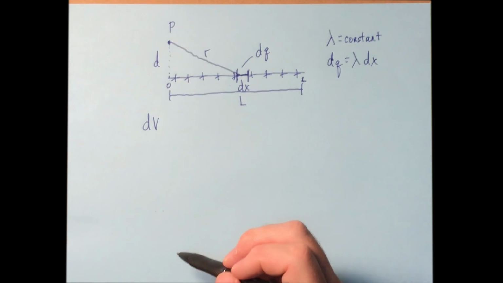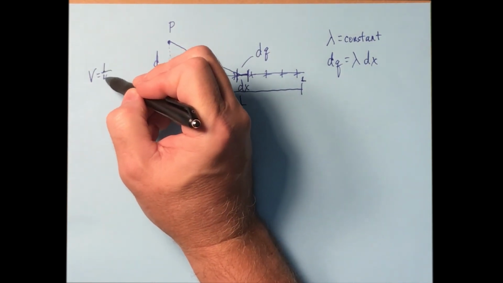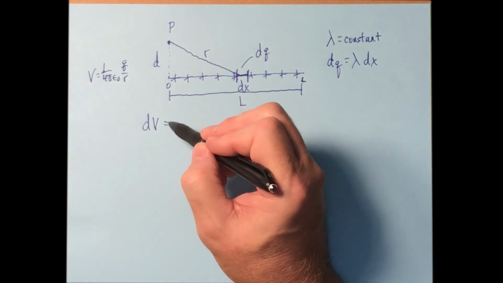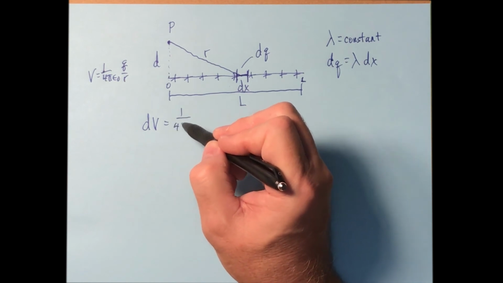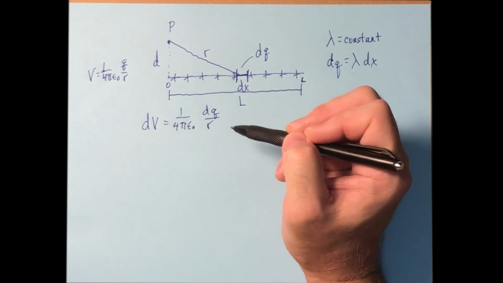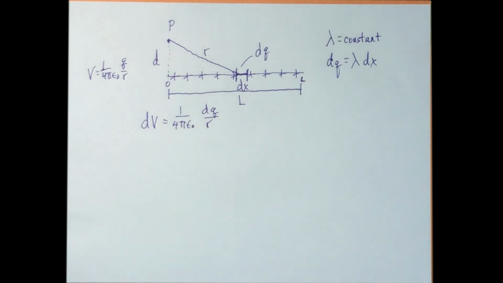dV, remember for a point charge, V is 1 over 4 pi epsilon naught Q over R. So dV is going to be 1 over 4 pi epsilon naught dQ over R, like that. And R is a variable here. Now we need to get this in terms of things that we can integrate. You realize that this is a scalar, so we don't have to worry about things canceling or things like that, like we would if they were vector quantities.